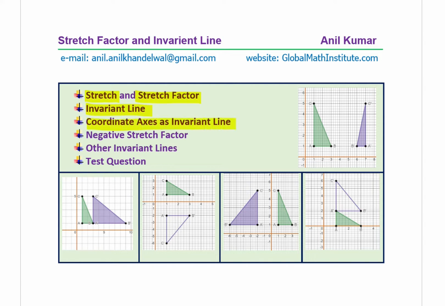Sometimes the invariant lines are the coordinate axis. At times we may have a negative stretch factor. In that case, the invariant lines are in between the two objects, the pre-image and the image which you get after transformations, right? So there are many types of different invariant lines, and therefore we may have to perform some intricate calculations to figure it out. But with my video, you will understand how easy it is to find the invariant lines with just inspection and very simple steps. We'll actually solve test questions in this video to help you understand all the concepts required.